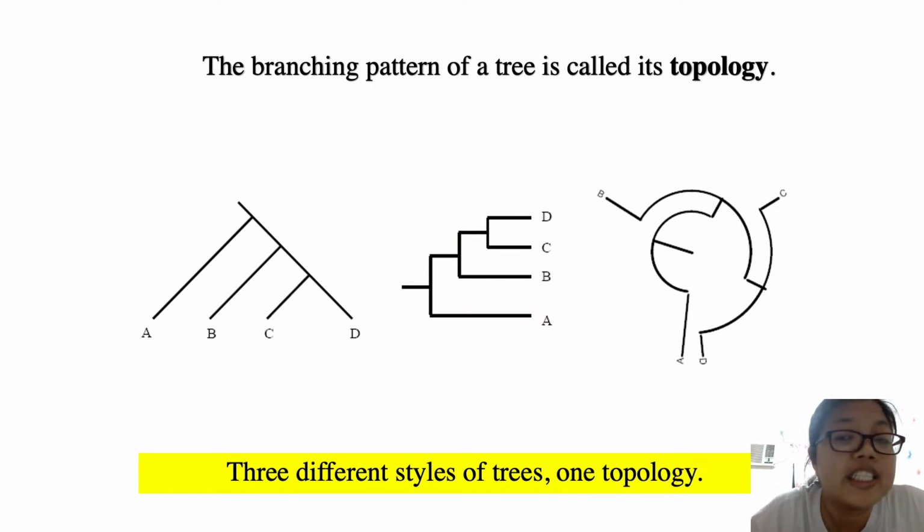Phylogenetic trees can be represented in different styles, but still contain similar information, or topology. For example, here we have 3 styles, but only 1 topology. All these trees are telling us that taxon C and D are more closely related to each other than to B. Again, C and D are more closely related than B, and look at A: A is the basal taxon.